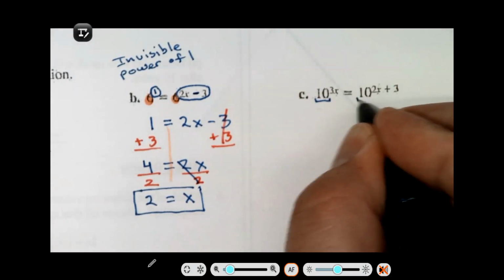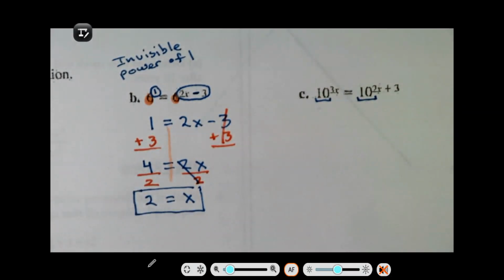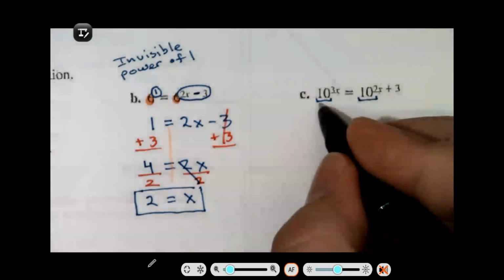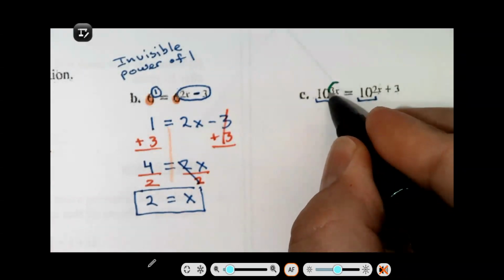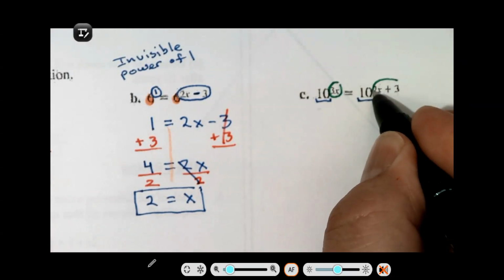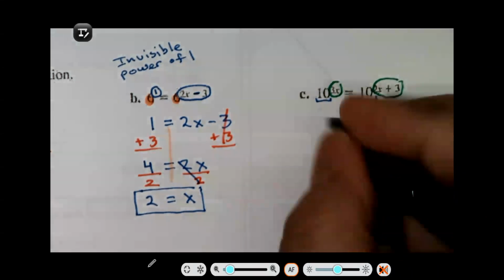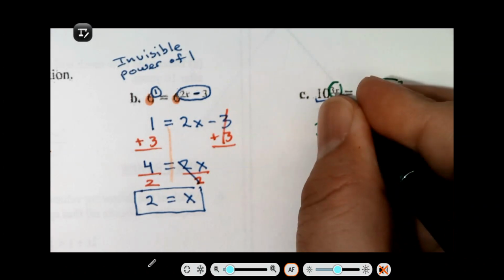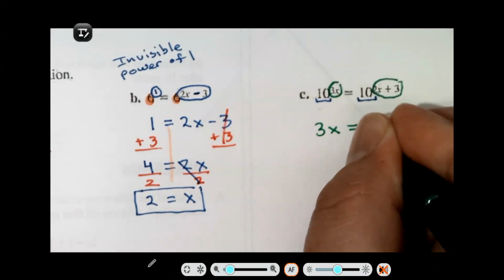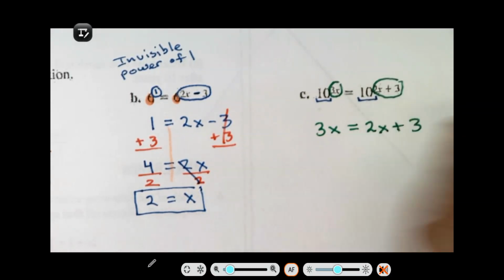Good. It says a 10. All right, well, that's all I needed to see. When they have the same base, then by force, the powers, which is all of this, don't leave anything out, the powers must be equal to each other. So 3x, that power, has to equal the 2x plus the 3.